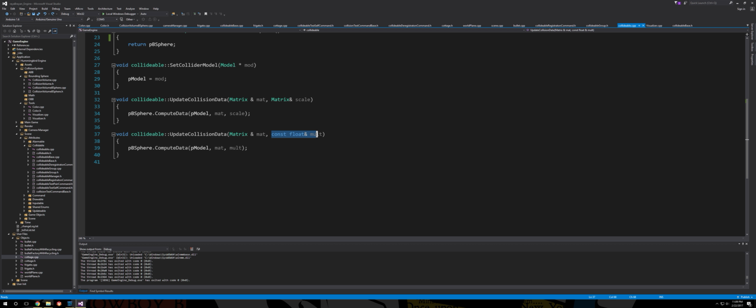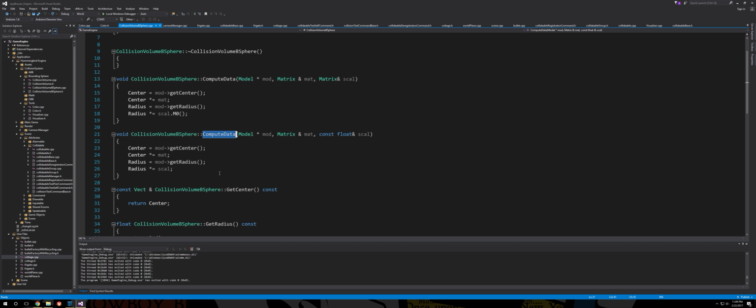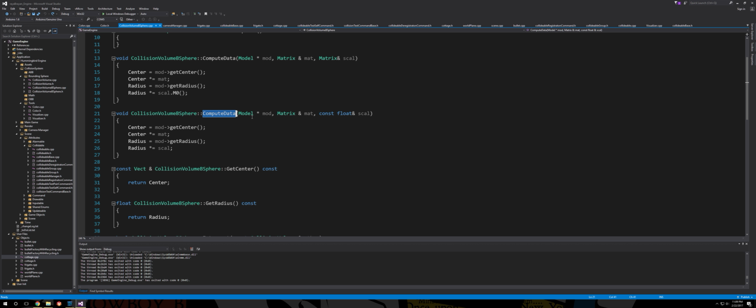So what I did is the user can input a float being the scale matrix, and in turn what we do here is we take the constant float, and that is multiplied by our radius to get our new radius. And the center point again is the model center multiplied by the world matrix to get our object's position in world space.